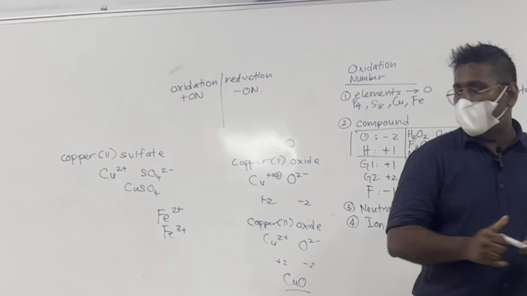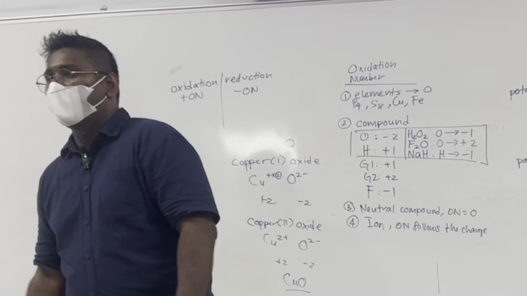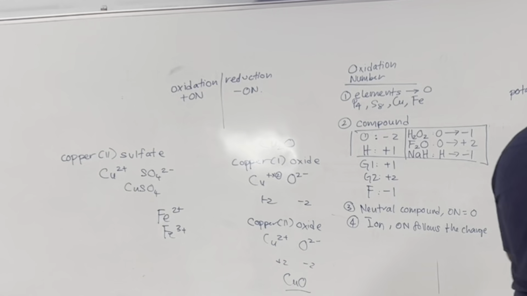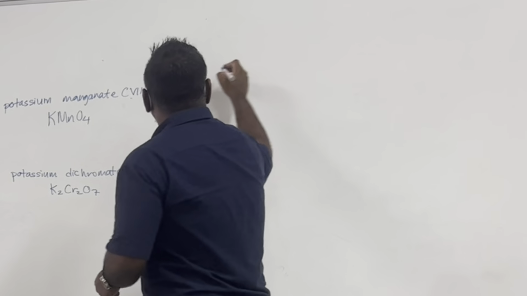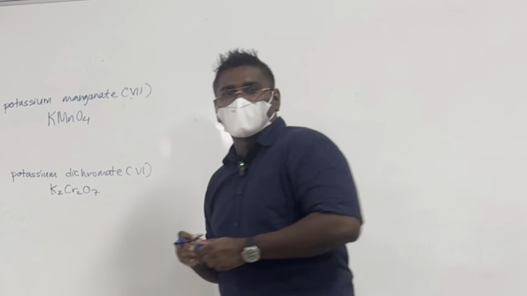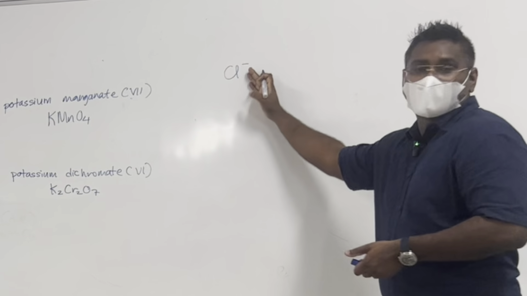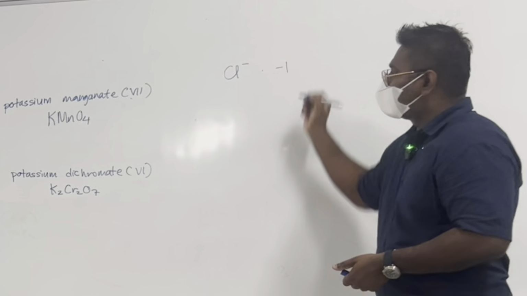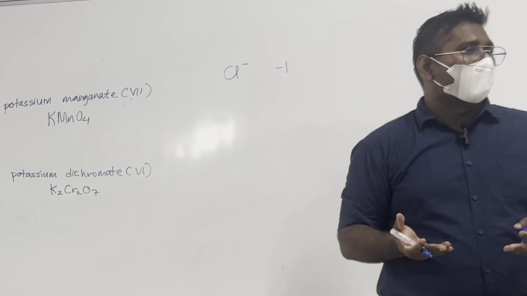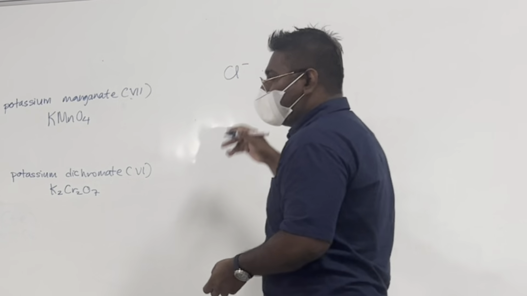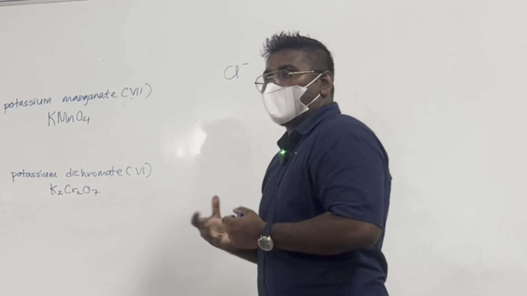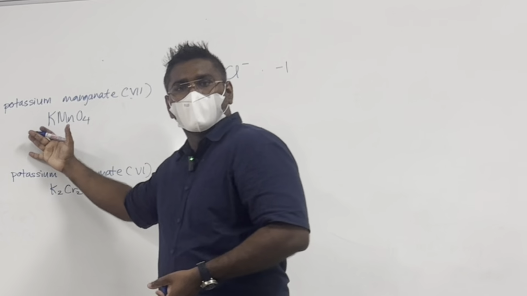I will show you some examples, and it is quite simple also. Generally, if I have Cl minus, the oxidation number is automatically the charge, which is going to be negative 1. Quite simple. This is a simple ion. If I have some complicated ion, I'll show you using this.